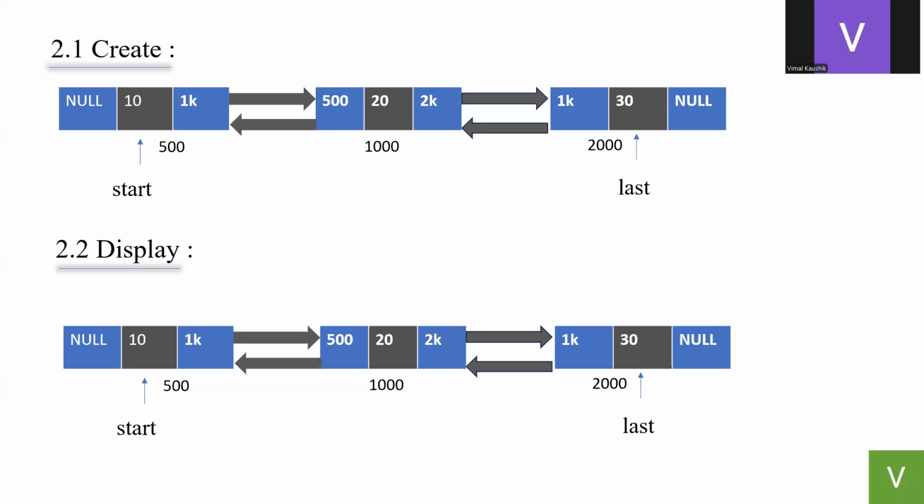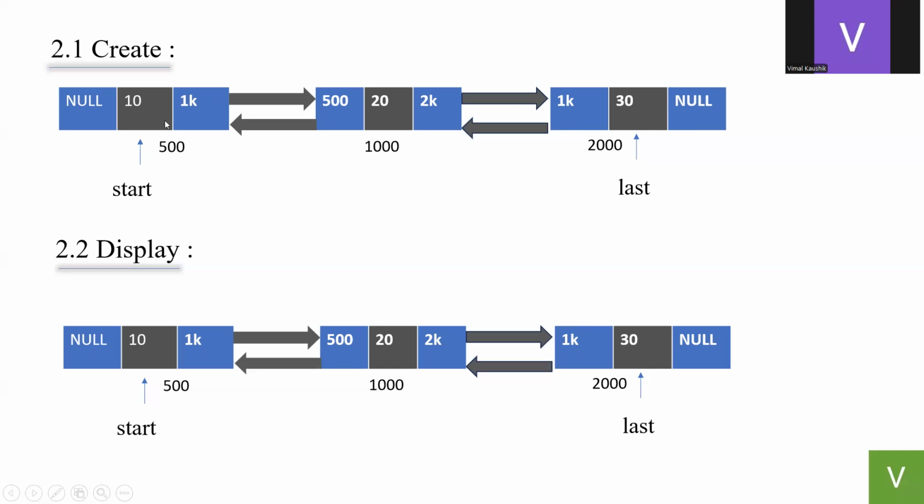Now, in double linked list, we use two variables, start variable and last variable. The start variable is used to represent the first node, whereas last variable is used to represent the last node. As I said earlier, in the double linked list, each node consists of three blocks. The first block represents the previous link, the second block represents the value, and the third block represents the next link. Always remember that in a double linked list, the previous link of the first node is null, and the next link of the last node is null.